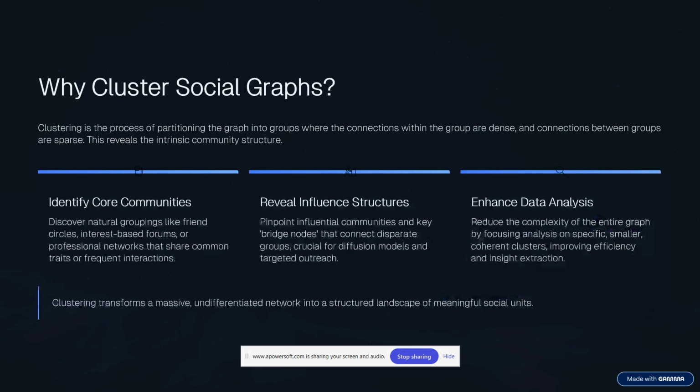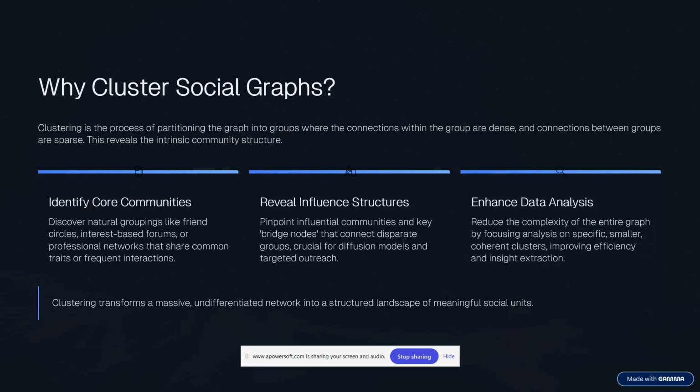Why cluster social graph? Clustering is the process of partitioning the graph into groups where the connection within the groups are dense and connection between groups are sparse. This reveals the intrinsic community structure. Now let's move to the subtopics of the cluster social graph. Identify communities. Discover natural grouping like friends circle, interest based forums, or professional network that share common traits or frequent interaction.